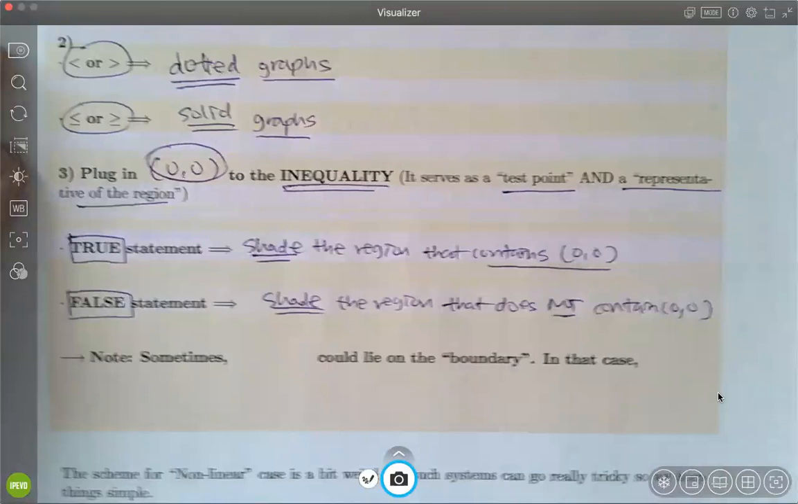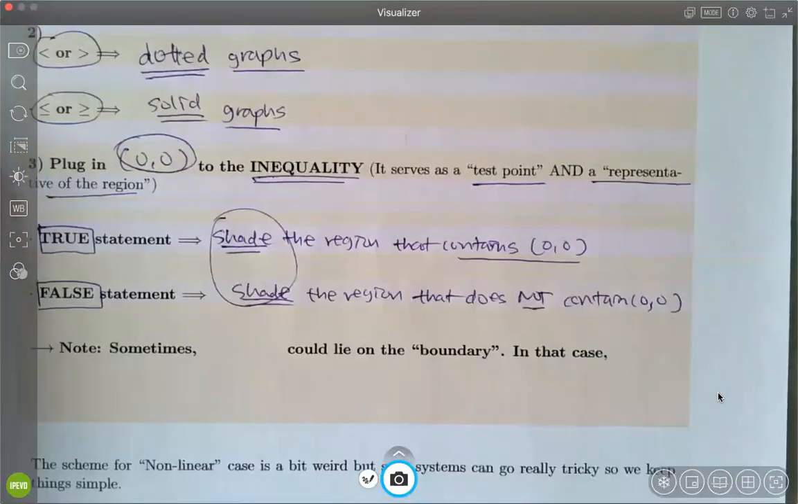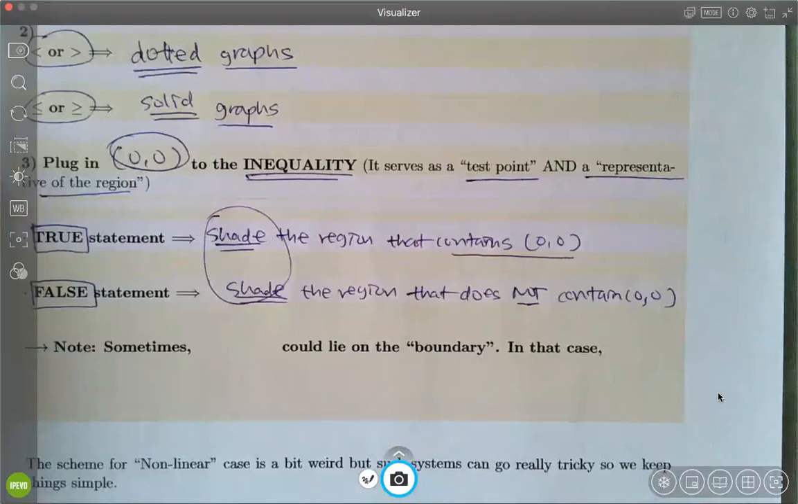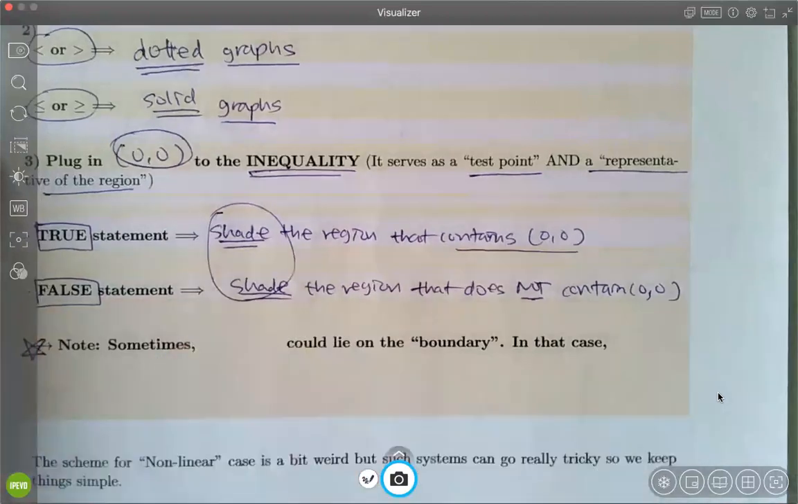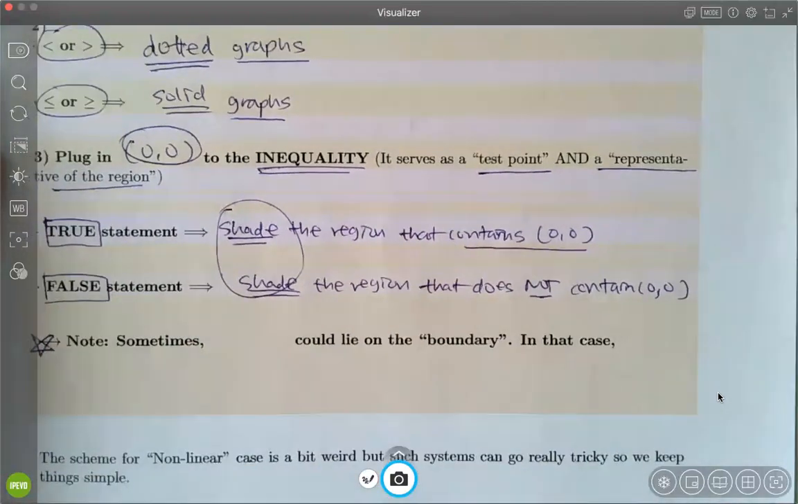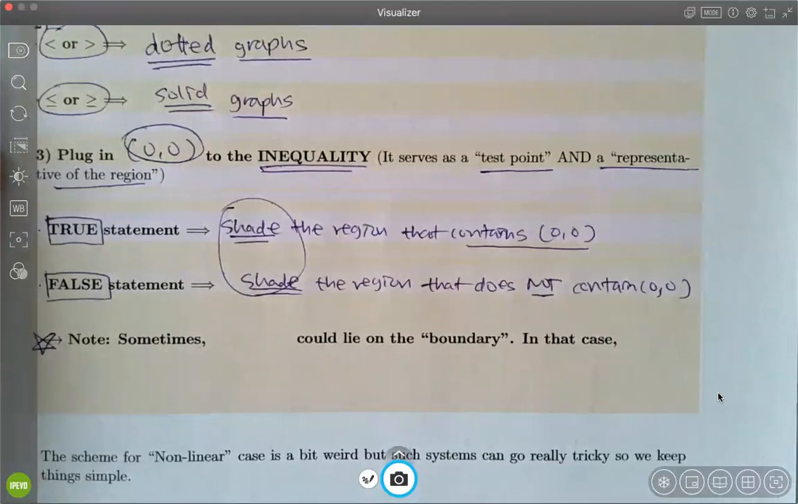Okay, so again, our common goal is to shade. Okay. And now, going back to, who was it? Kendra's question earlier. What happens when 0, 0 lies on the boundary? Which means on the boundary of both or either graphs.